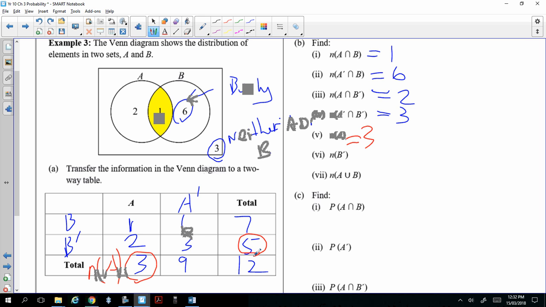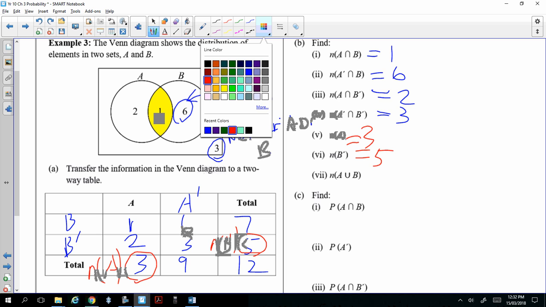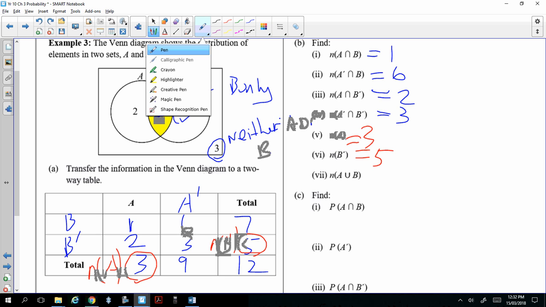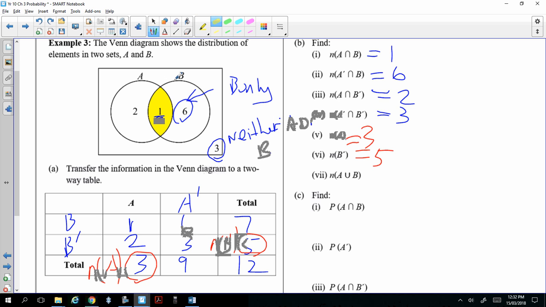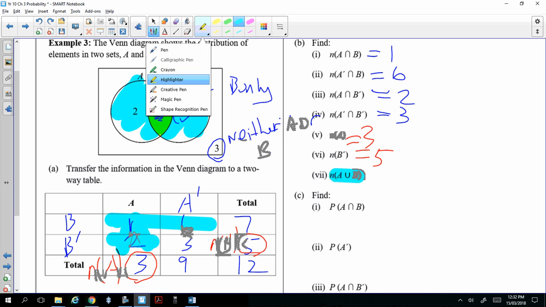And then A or B will be everything in, let me get a highlighter. Actually, this one. Okay, this one here will be everything here. Or basically these ones. So you just have to add up the numbers, which you will get 1 plus 6 plus 2, 9 numbers. Okay? Yep.